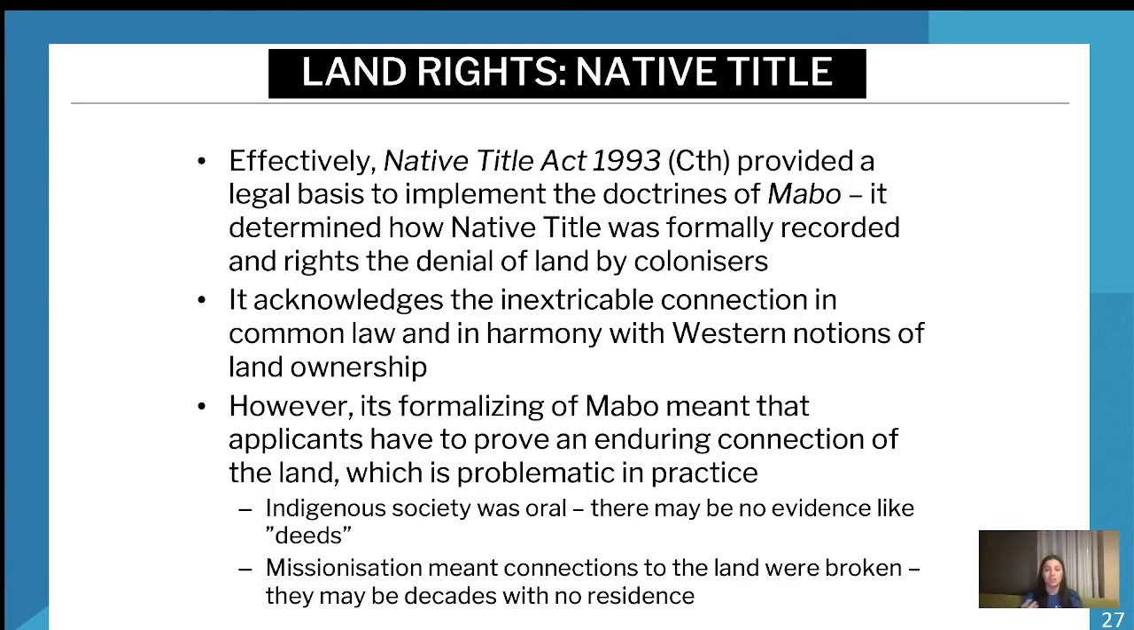And that wasn't even voluntary, that's involuntary separation from your land. And now they want this enduring connection that you have to prove. How? And Aboriginal and Indigenous culture had such a focus on oral history and storytelling. So those physical proofs were hard to gain. So even though it was a step forward, it still was problematic in practice.